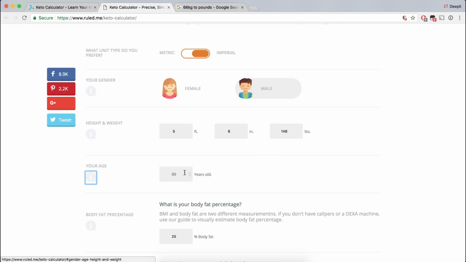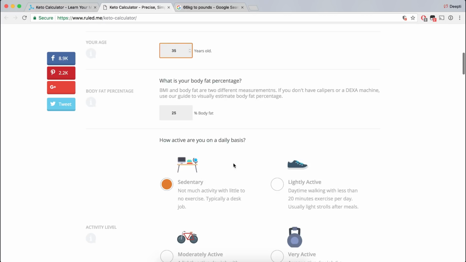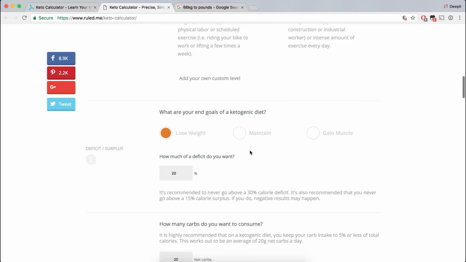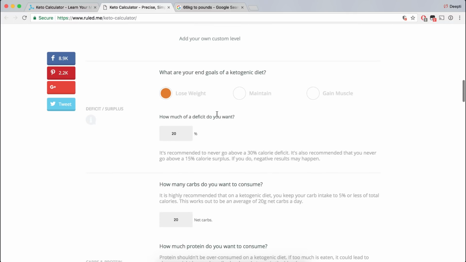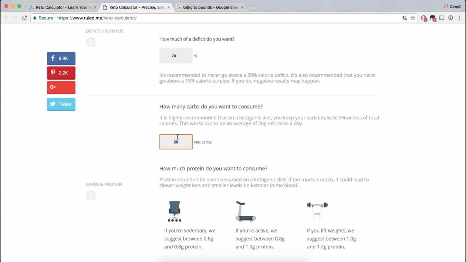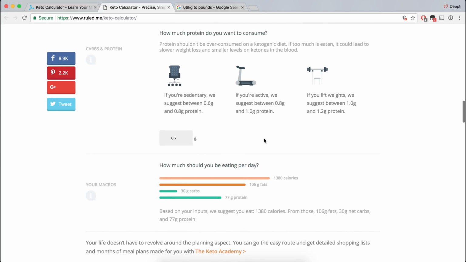Not 1000, but 146. I am 35 years old. And I have 25% body fat. I have a sedentary lifestyle. As I scroll further, you will see I want to lose weight. I have a deficit of 20%. So these are the basics that rule.me will tell you to go by. I want to consume 30 grams of net carbs in a day, just because I feel like it. And for protein, let's go with 0.7, because I like my protein and it fills me up.